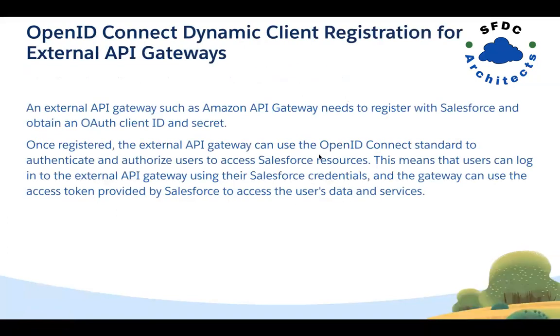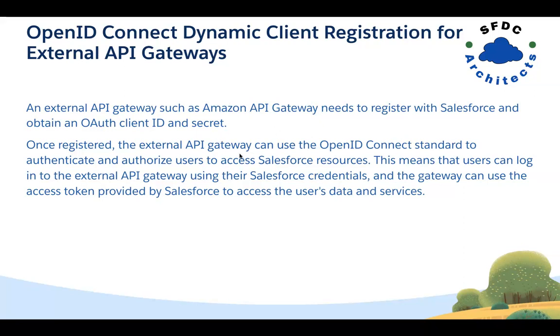So the next one is OpenID Connect Dynamic Client Registration for External API Gateways. And that's a pretty long one. And so basically what's happening here is there's an external API gateway like Amazon API Gateway, or in the past I've used Mulesoft. Well, there's a whole bunch out there that basically your APIs are being managed by another system. And you end up saying, I'm going to use Salesforce to register who can use these APIs. And what that does is it lets the external API gateway create a connected app for each one of your consumers of your APIs. And it provides the client secret and the consumer key to those consumers to access the APIs.